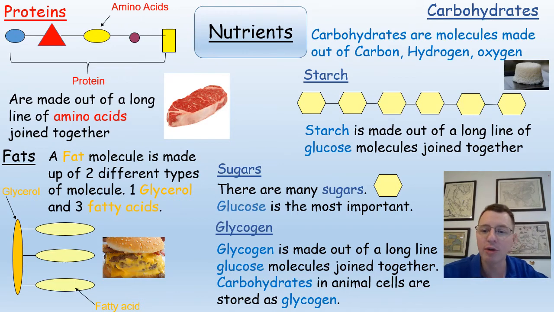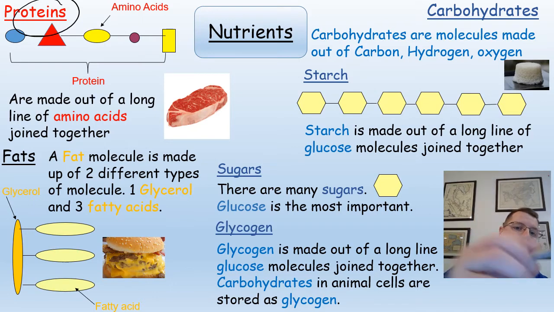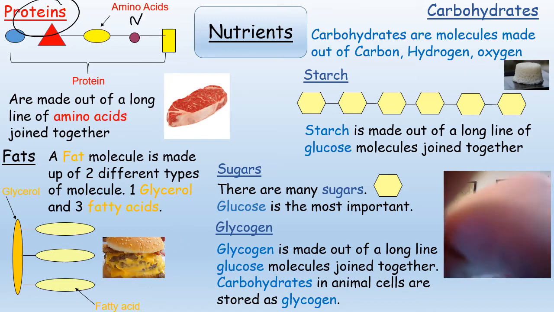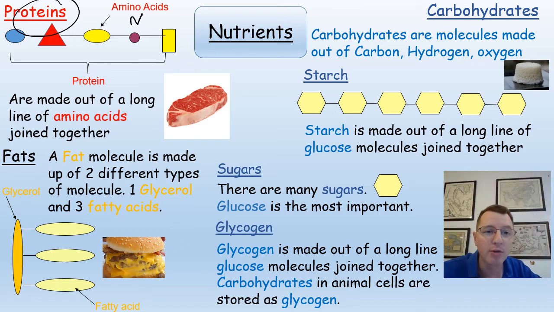So if we have a look at these nutrients in a bit more detail, we can see what their molecules are made out of. Protein, for example, over here: proteins are made out of a long line of amino acids joined together. There's 23 different amino acids, but they all share the same basic structure. They only differ in a section called the R group, and there are 23 different R groups. In order to make an amino acid, you need to have some nitrogen in there, but the rest of the amino acid is just carbohydrate.